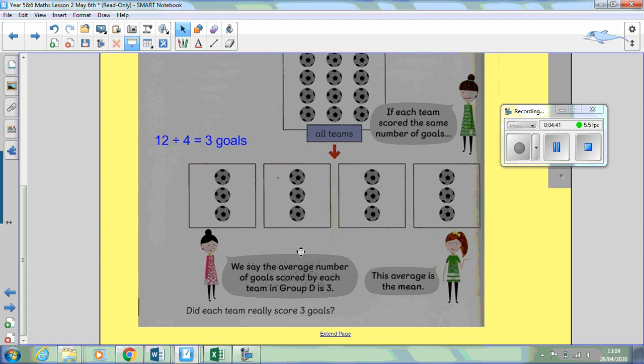This is a recap from yesterday, and the two characters here just remind us about what we did yesterday by saying we say the average number of goals scored by each team in Group D is 3. This average is called the mean. Did each team really score 3 goals? No, but it's an average for all teams.